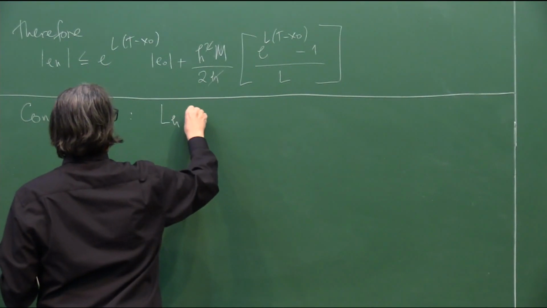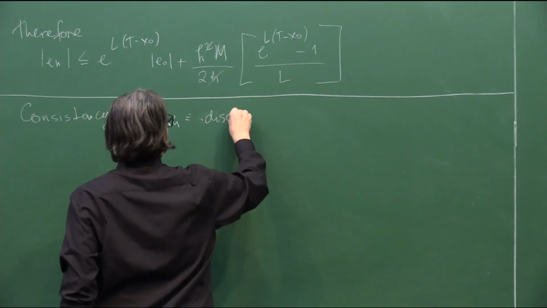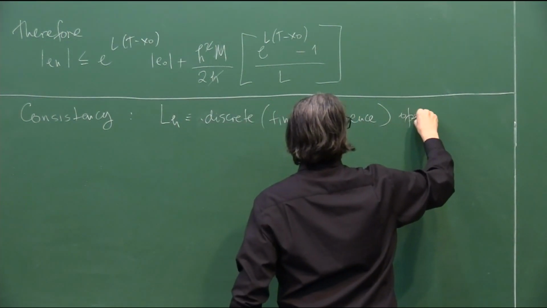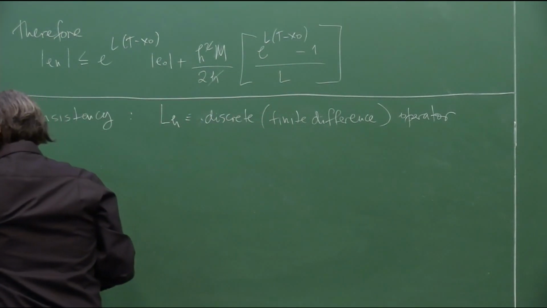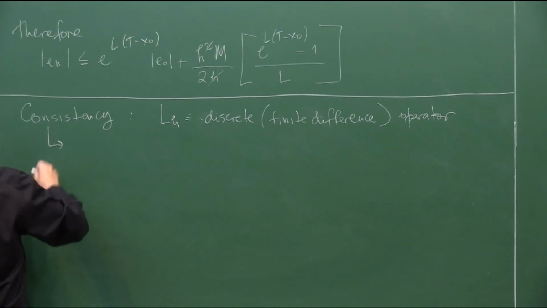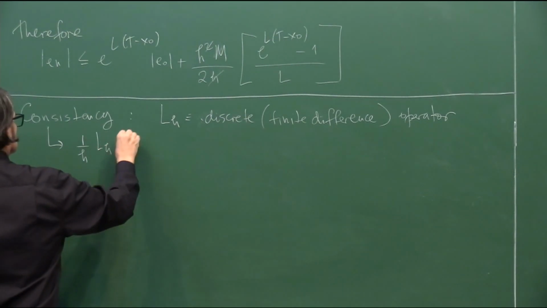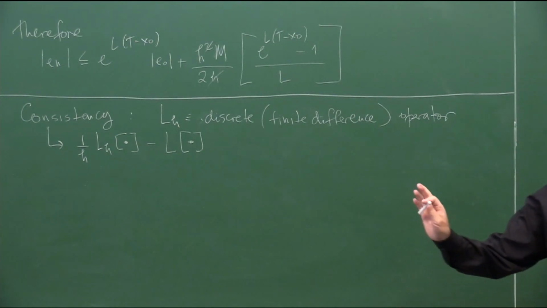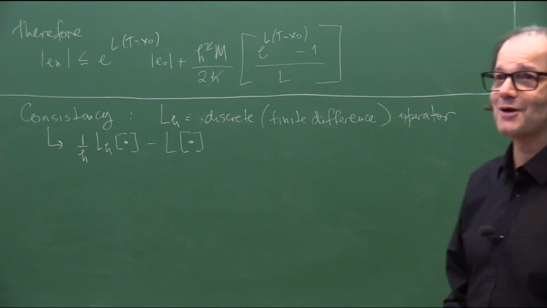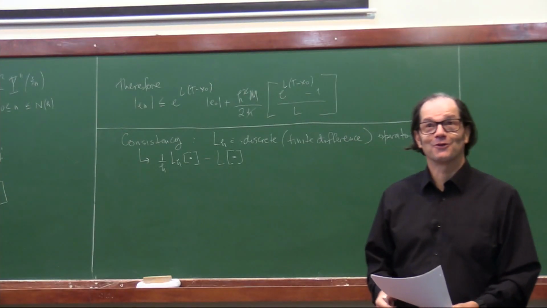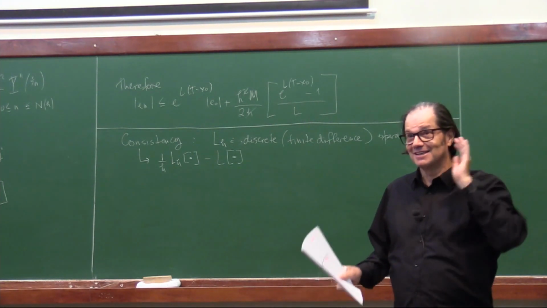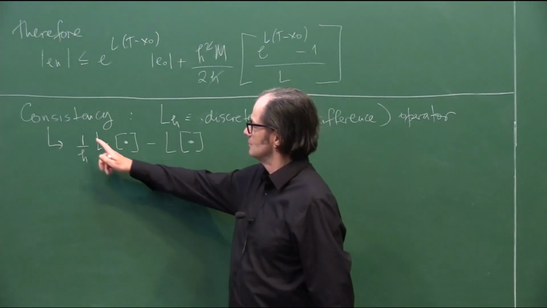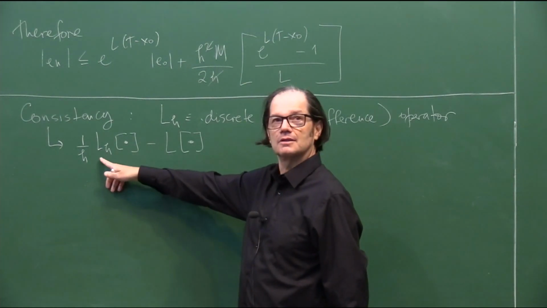So let me call this my discrete, in our case, finite difference operator. And consistency means, in the way we've been defining things, this. Look, I'm being very sort of telegraphic, right?